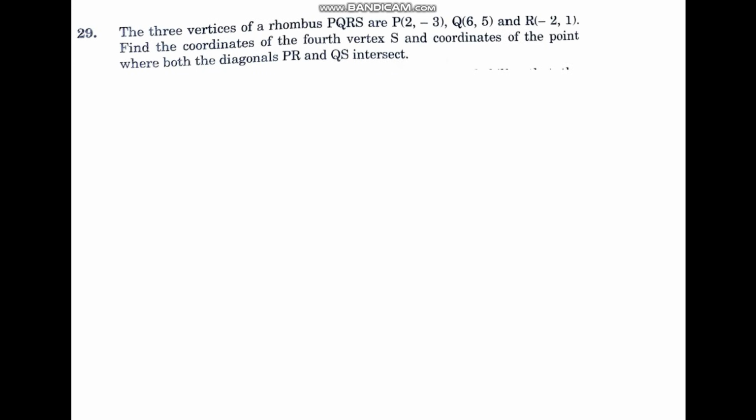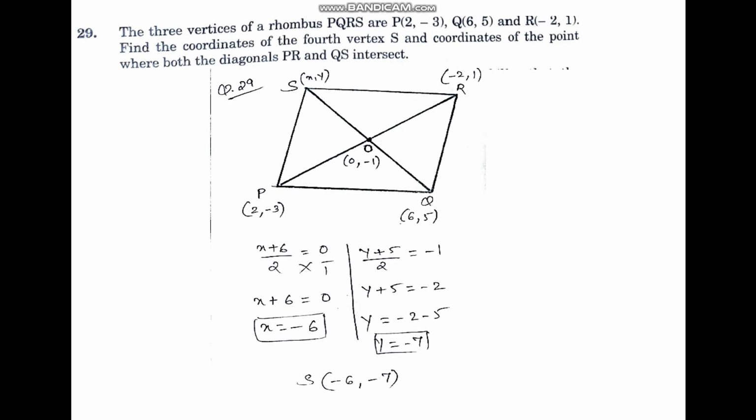Next is question 29. Three vertices of a rhombus PQRS are given to us, and we need to find the fourth vertex of this rhombus. Here you can see in the figure PQRS, in which the coordinate of P is (2, -3), coordinate of Q is (6, 5), coordinate of R is (-2, 1), and the coordinate of S we need to find.